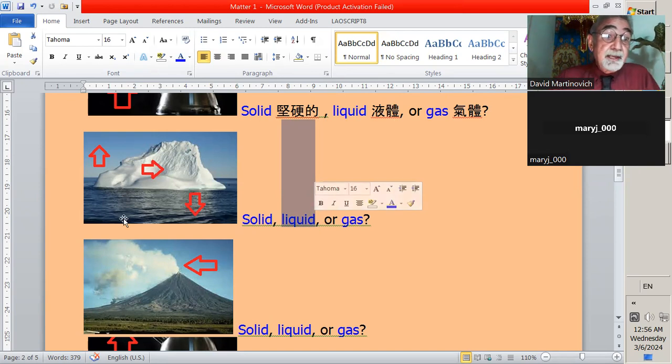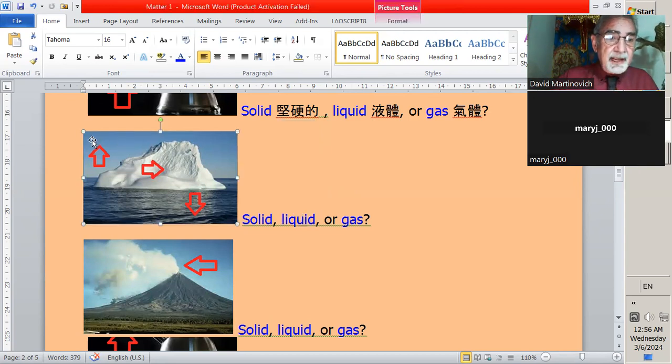That's a liquid. And what about this iceberg here? Solid, liquid, or gas? How about Crystal? Crystal says it's a solid. Thumbs up if you agree. And the air, you can't touch it, but it's there. Solid, liquid, or gas?